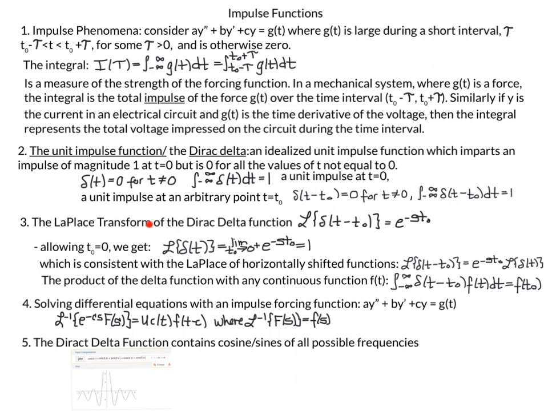Next, we will look at the Laplace transform for the Dirac delta function. Actually, first we'll look at the Laplace transform for the general unit impulse at an arbitrary point, t naught, and that's equal to e to the minus s t naught. And when we're centered at 0, then t naught is equal to 0, and this becomes 1, which is exactly what this form is here. The Laplace transform of the Dirac delta is equal to 1.